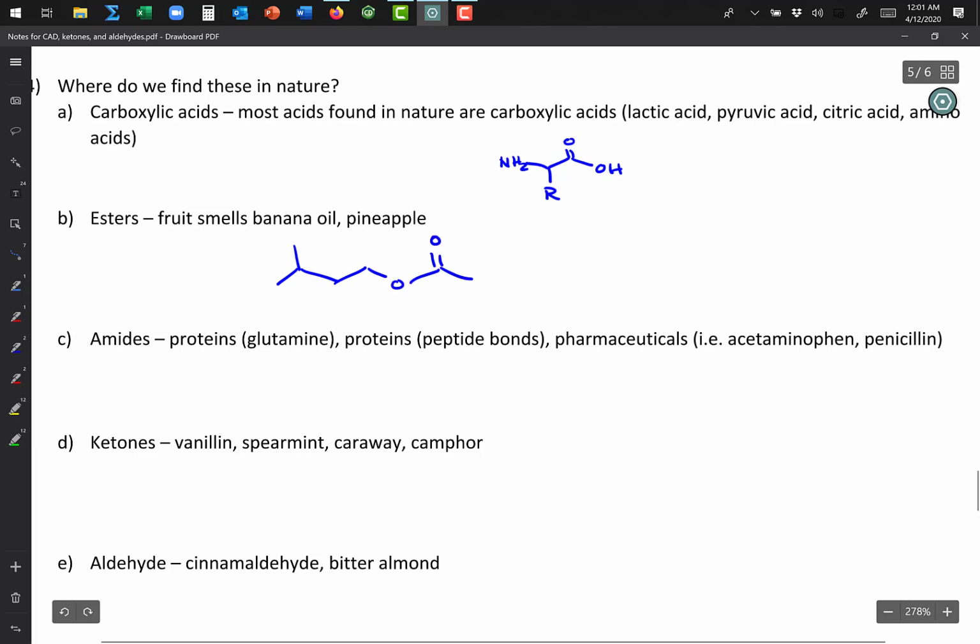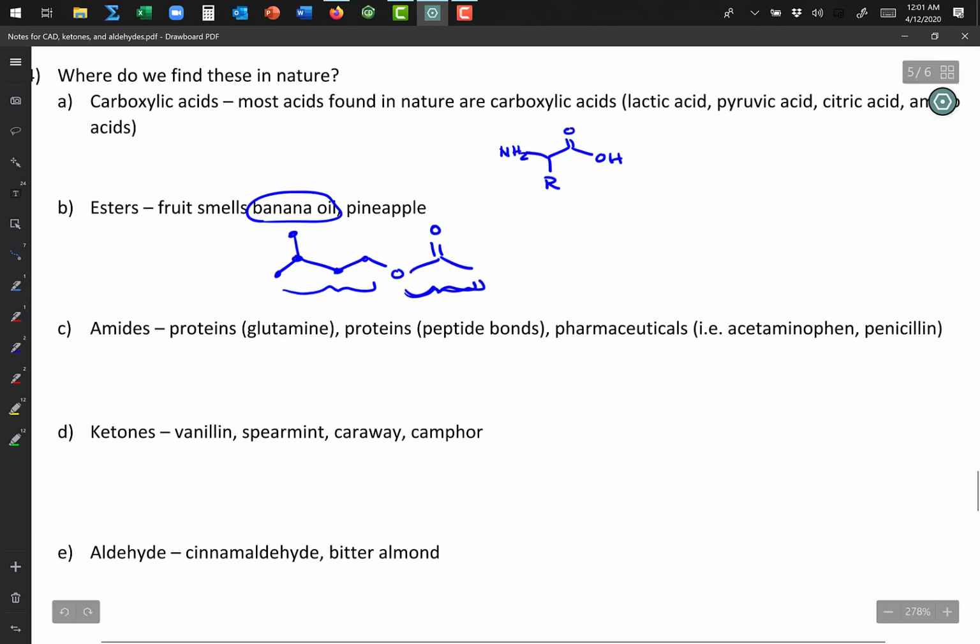This is known as isopentyl acetate. Now this is isopentyl because there's 1, 2, 3, 4, 5 carbons, and this is the acetate portion. So isopentyl acetate smells like bananas. But you can have it smell like pineapple by changing this group, the carboxylate group. You can change the scent, or the way the odor presents itself.